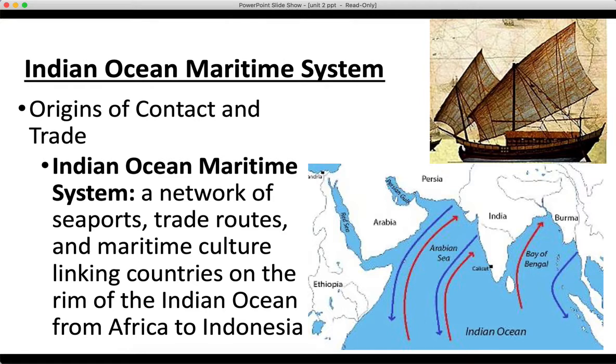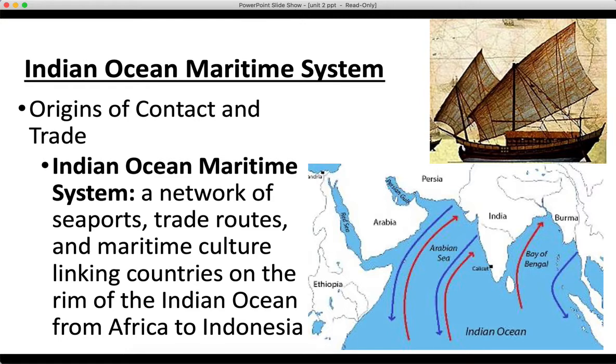So the Indian Ocean Maritime System. The Indian Ocean Maritime System is this incredibly important trade system that's going to exist for literally thousands of years. In pre-modern times, it was a network of seaports, trade routes, and maritime culture linking countries on the rim of the Indian Ocean from Africa to Indonesia.